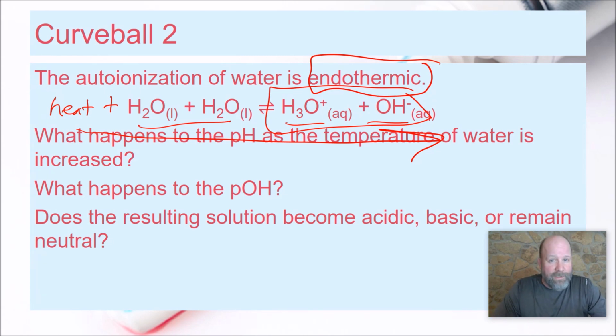Now, it's interesting because pH and pOH, we know they're supposed to add up to 14, but at like 60 degrees Celsius, the pH is 6.5, not 7, and the pOH is also 6.5, not 7. So the pH and the pOH add up to 13 instead of adding up to 14. And if you raise the temperature, that would change even more.